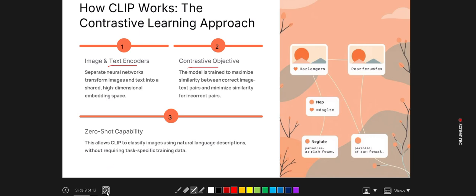So we talked about it, that there are image and text encoders, and separate neural networks transform the images and text into embedding space. And then there's a contrastive objective. What's contrastive? We'll study it further on because it's a concept.